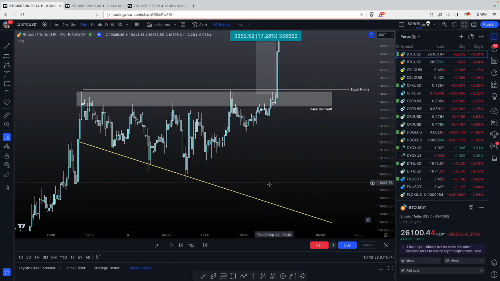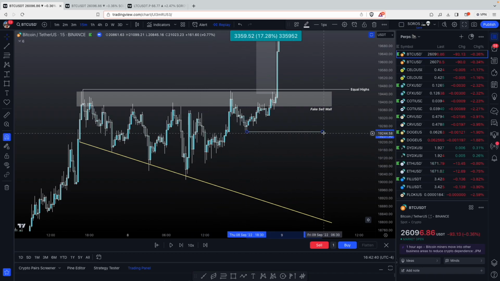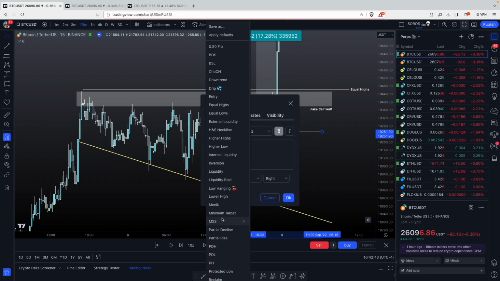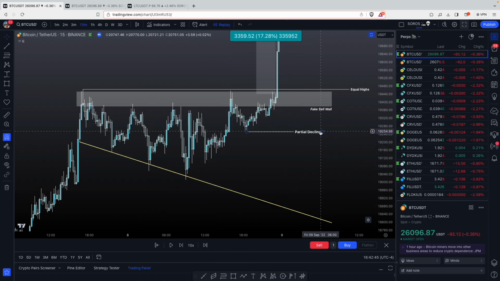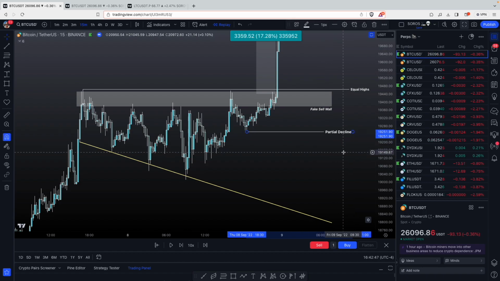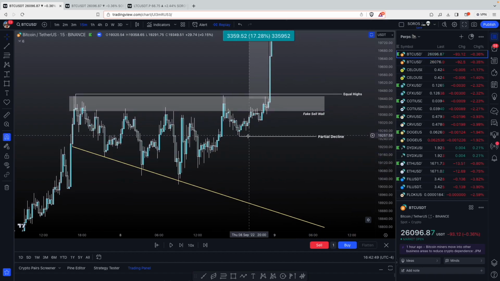So you have a liquidity target within the sell wall that is essentially trapping shorters and then using it for liquidity to run up. Now on this one, the main characteristic to validate it was within this last push up over here, you had a partial decline. And Bulkowski talks about this. This is essentially where you start to validate the pattern.